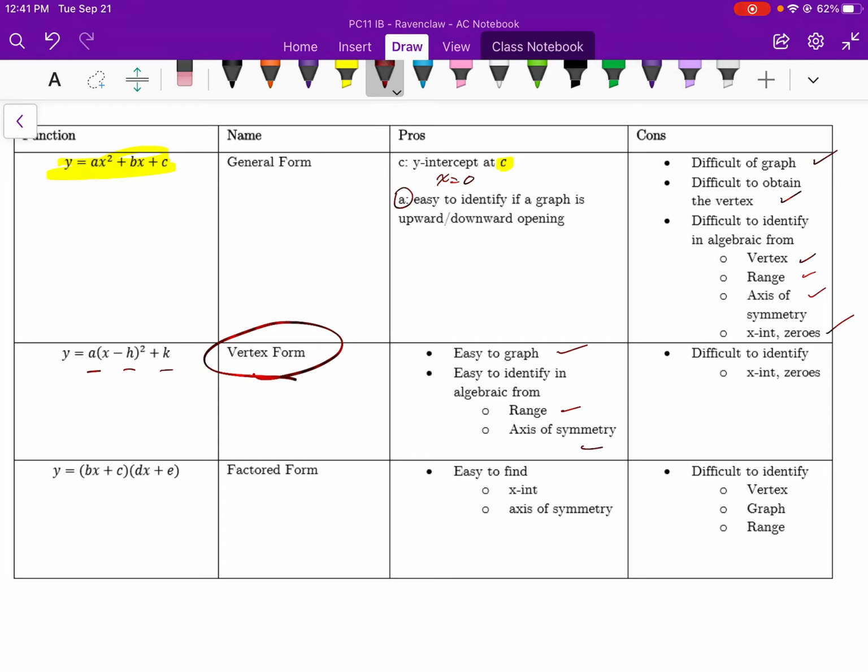What are some drawbacks of the vertex form? X-intercepts are zeros. And in fact, it'll be the second half of this unit that we'll be talking about these. X-intercepts are the zeros.